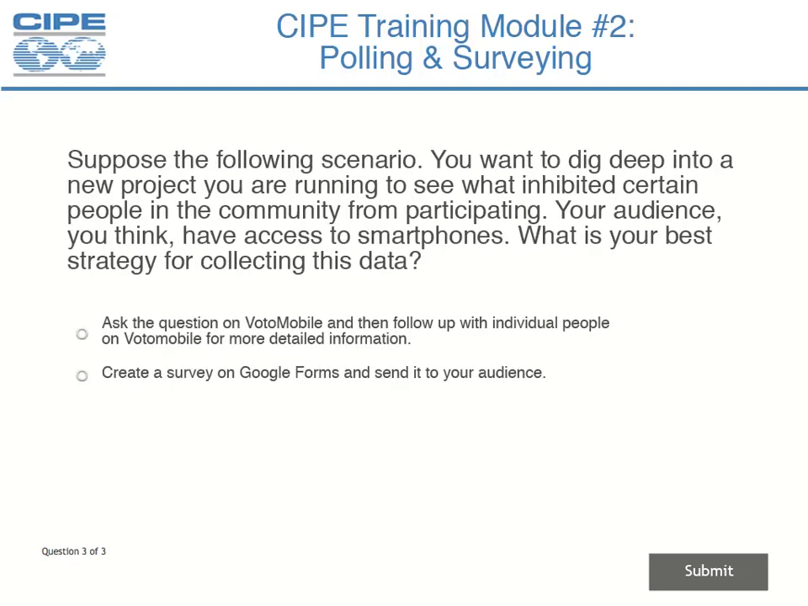Suppose the following scenario. You want to dig deep into a new project you are running to see what inhibited certain people in the community from participating. Your audience, you think, have access to smartphones. What's your best strategy for collecting this data?